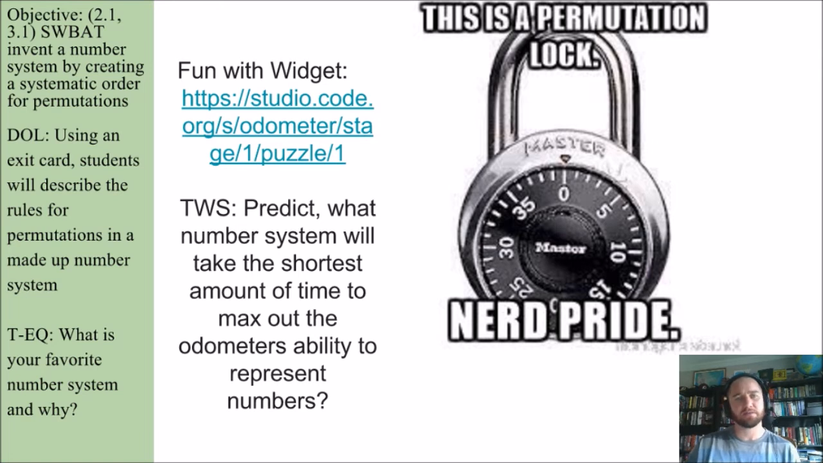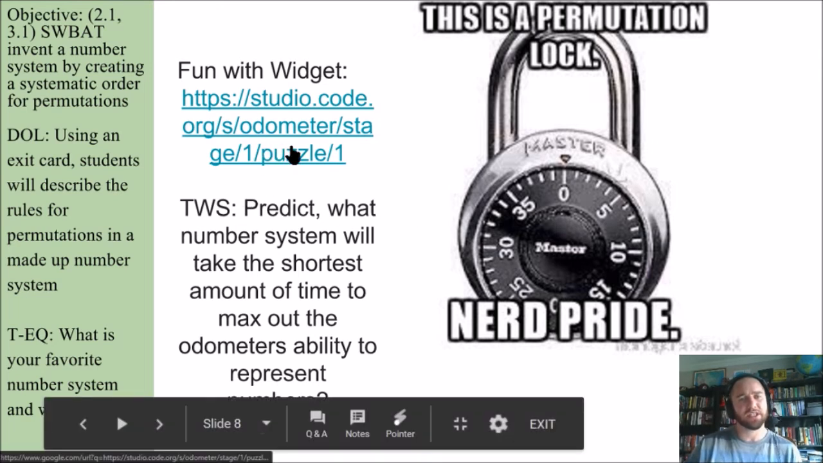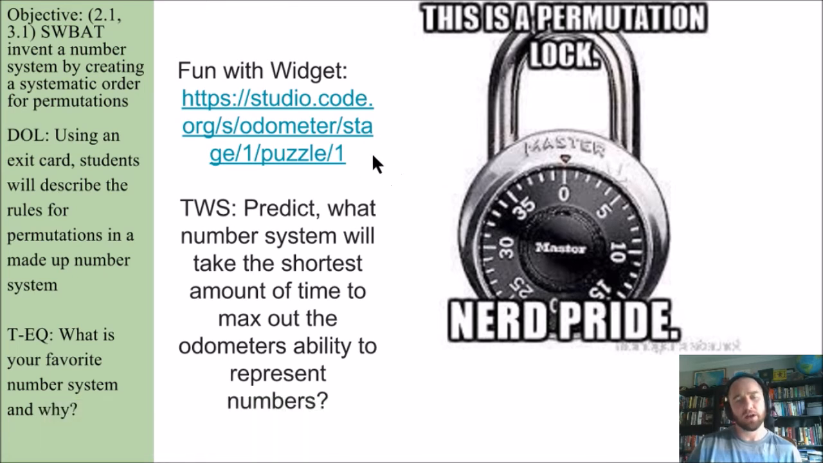So now at this point we're going to play around with this widget called the odometer, and it's pretty fun. Before you play around with it too much though, I want you to do a think, write, share, make a prediction. Which number system will take the shortest amount of time to max out the odometer?